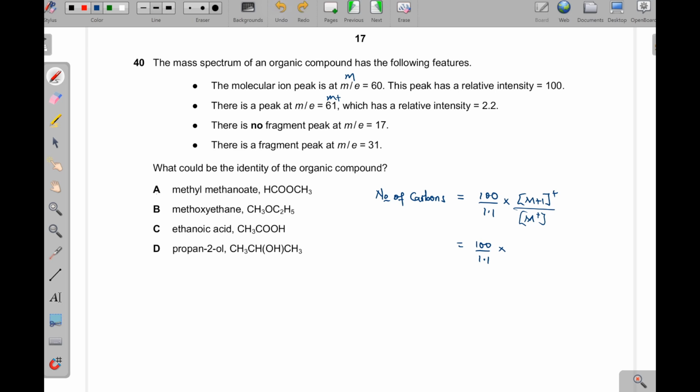So I'm going to use those 2 there. For the M plus 1, they have given us the relative intensity as 2.2, so I'll put 2.2 here. And for this M here, we have 100, so I'll put 100 here. Of course, this one will cancel with this. 2.2 divided by 1.1, we shall get 2. Now, when I come to my options here, I'm supposed to look out for the compound that has 2 carbon atoms.